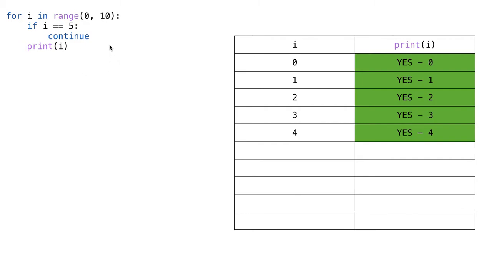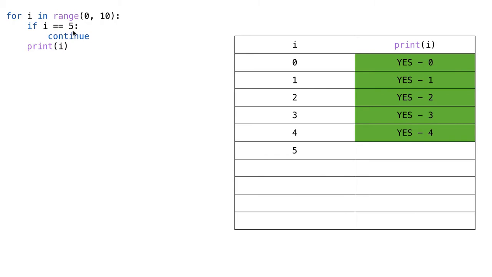Now let's go to the case when I is equal to 5. Now this condition is met. I is in fact equal to 5, so that means we run this extra level of indentation that appears directly below the if statement, which means we run the continue. And again, continue does not literally mean continue. It means terminate this iteration, or stop this iteration and go directly to the next one, effective immediately.